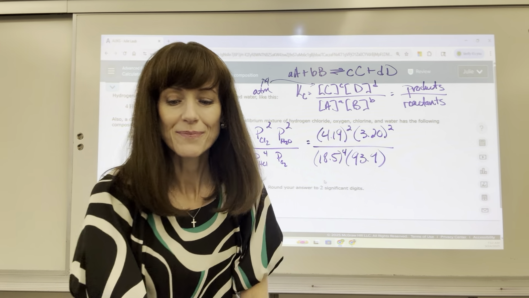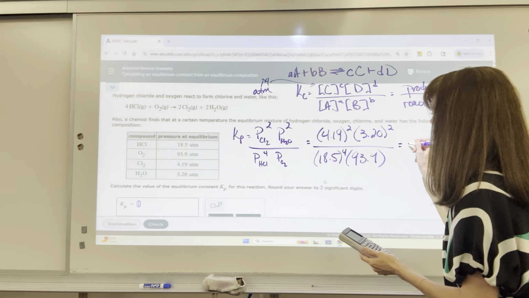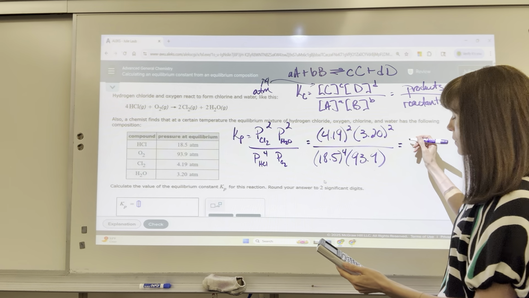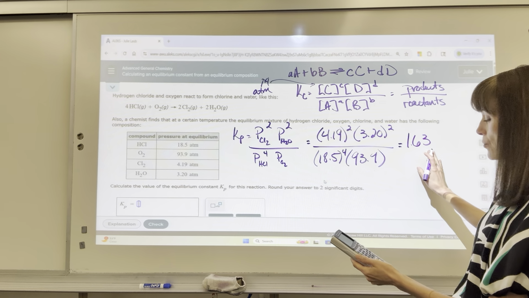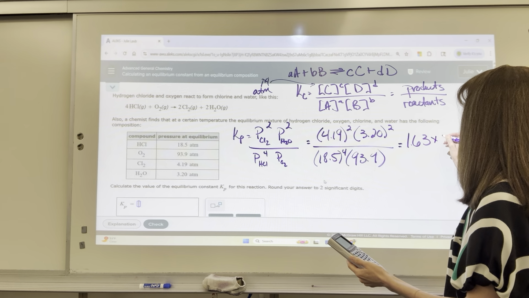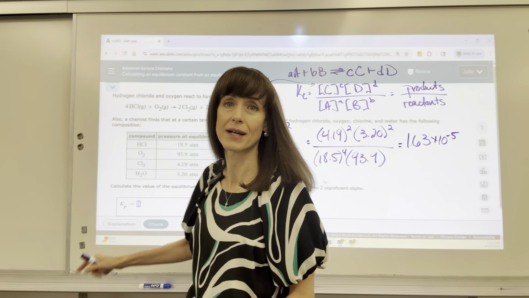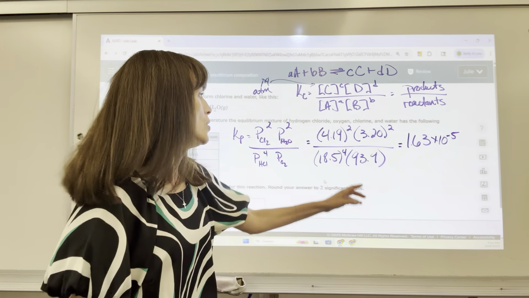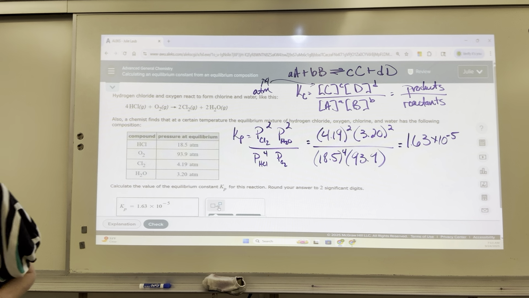So I plugged this into my calculator, kind of hefty, right? A lot of big numbers. Here is what I got. I got that our equilibrium constant is going to be 1.63. I had 3 sig figs, I'll do 3 sig figs here, times 10 to the negative 5. Great, and so that's what I type right down here. Let's do our 1.63 times 10 to the negative 5.